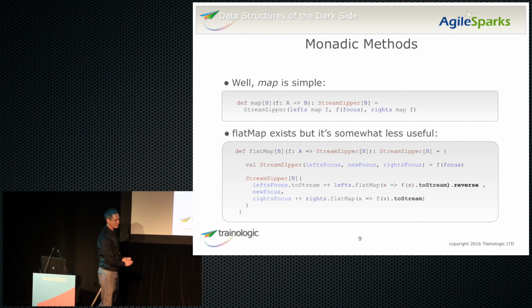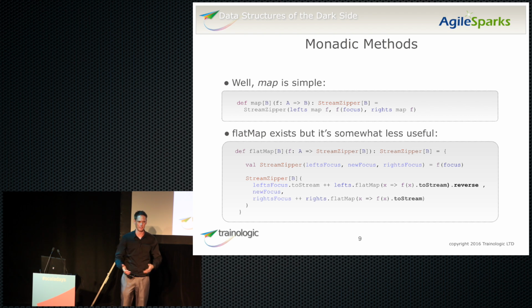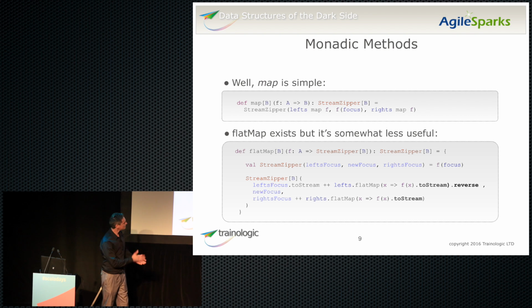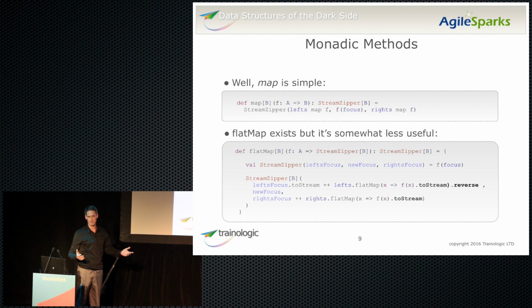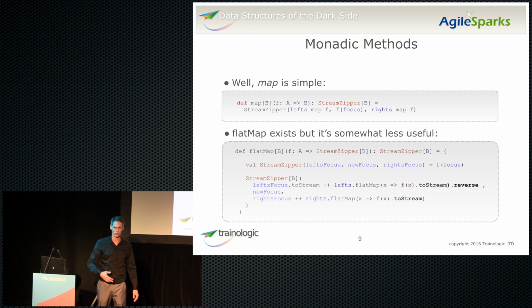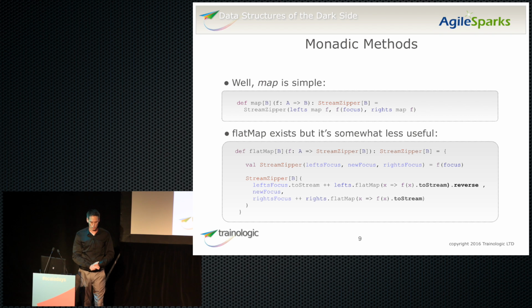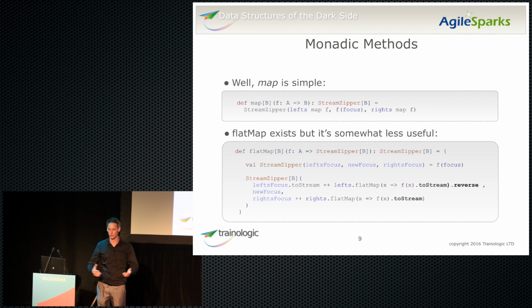Now, what about the classic monadic operations, the map, the flat map? Well, the map function is very easy to implement. We just need to map my function over the left side, map my function over the right side. Remember, if it streams, so nothing is actually evaluated, and also map it on the focus. What about flat map? Flat map is a very important operation in regular collections like list, like vector, like stream.